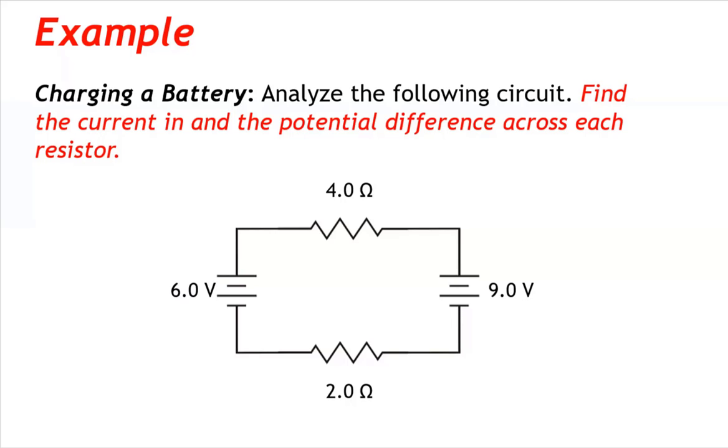For this problem, let's just go ahead and analyze this circuit, and we're going to find the current in and the potential difference across each resistor. Let's begin with our own sketch of this scenario. We have a 6-volt battery, which I'll represent as Psi, and the EMF of that 6-volt battery is 6 volts. And we'll just go ahead and call that EMF 1.